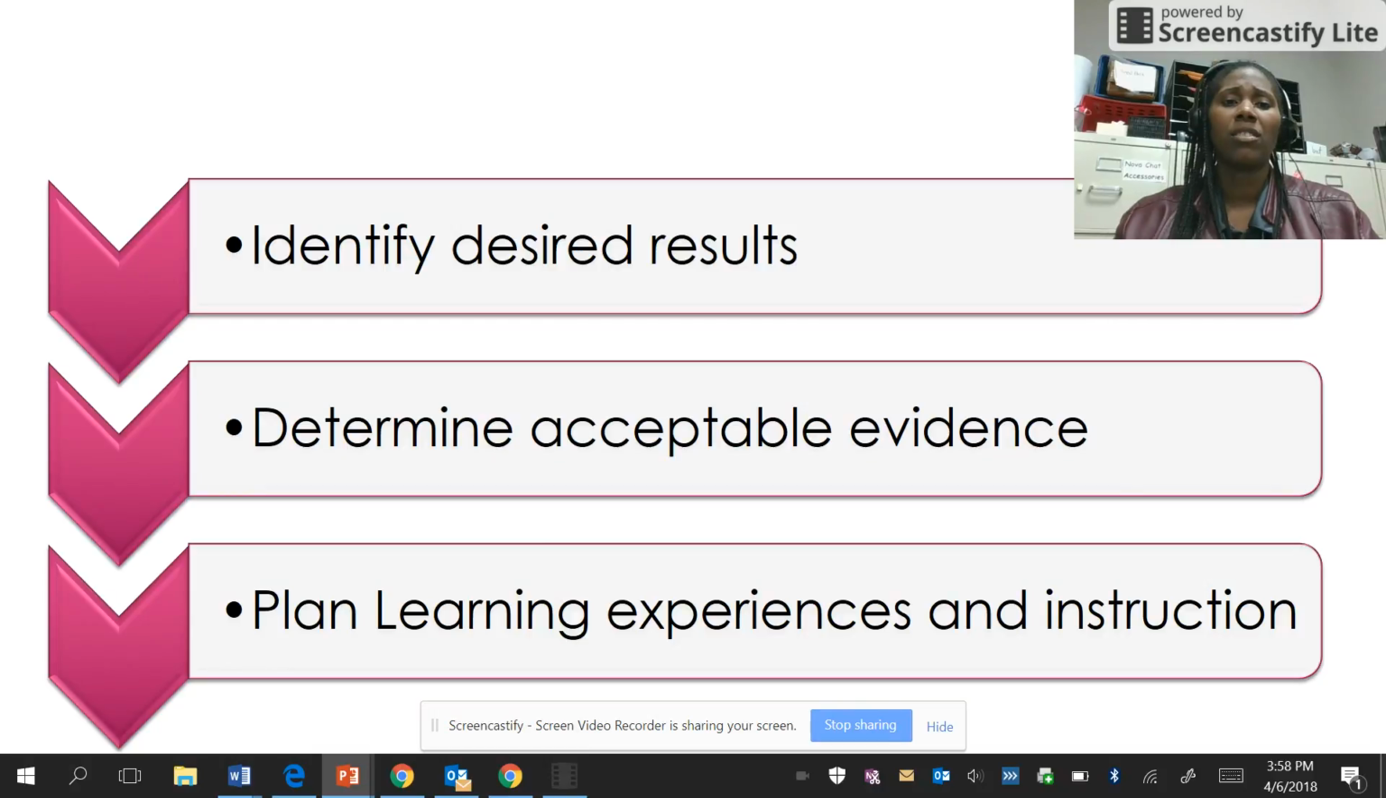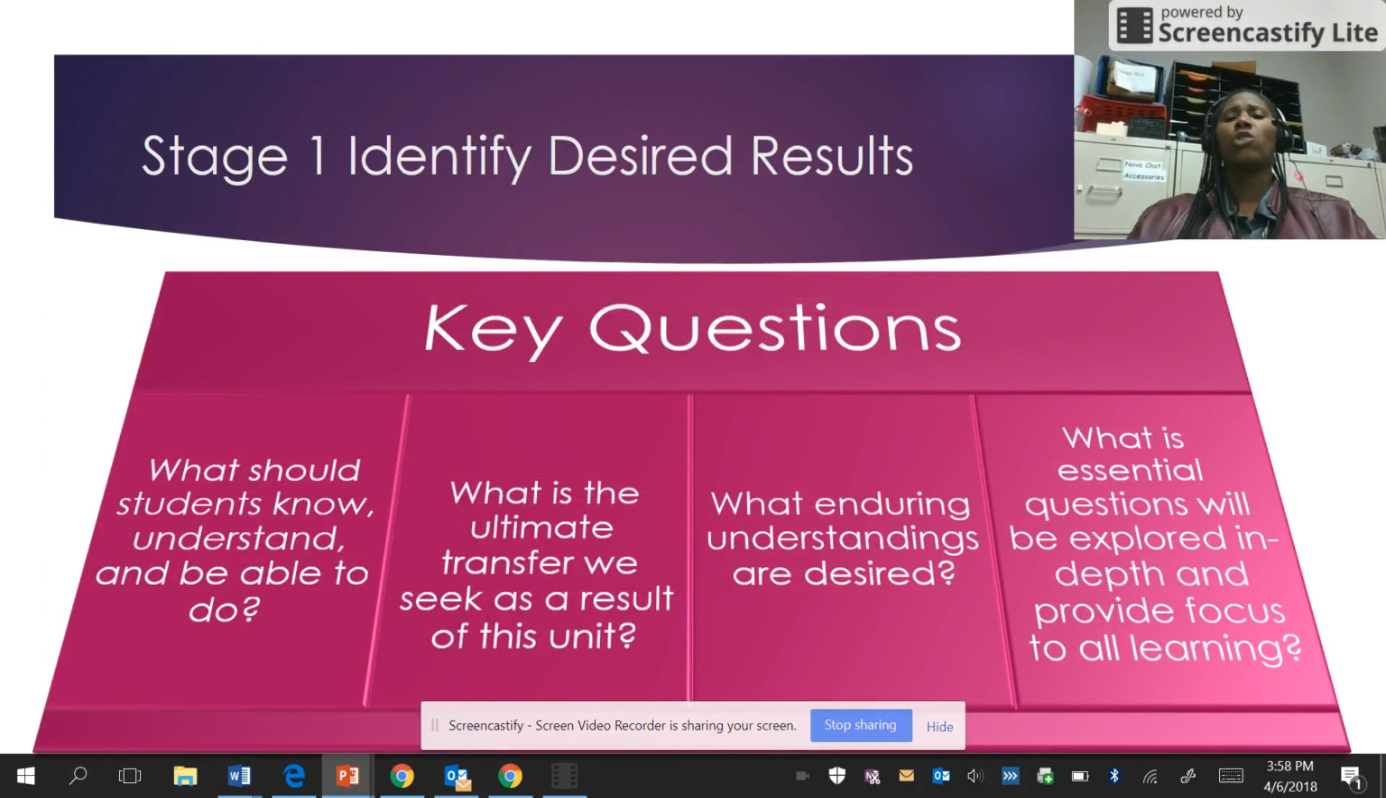So there are 3 stages: identify the desired results, determine acceptable evidence, and plan the learning experiences. Stage 1, identify the desired results. Some key questions to think about. What should students know and understand and be able to do? What is the ultimate transfer we're seeking from the students after we teach the lesson? What enduring understandings are desired? What are the essential questions that will be explored in depth?